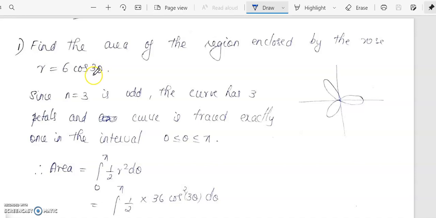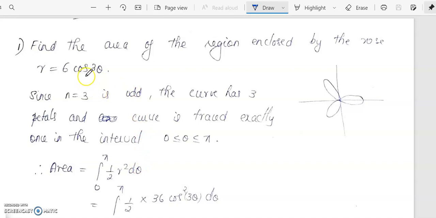So here we have r equal to 6 cos 3 theta. Here the n value is equal to 3. Now when n is odd, you will be having n equally spaced petals and it will be traced exactly once in the interval 0 to pi. So that's what we have seen from the general rose curves. So when n is odd, the curve has 3 petals and is traced exactly once in the interval 0 to pi. So the area is given by integrating 1 by 2 r square d theta over the interval 0 to pi. So let us substitute r square.